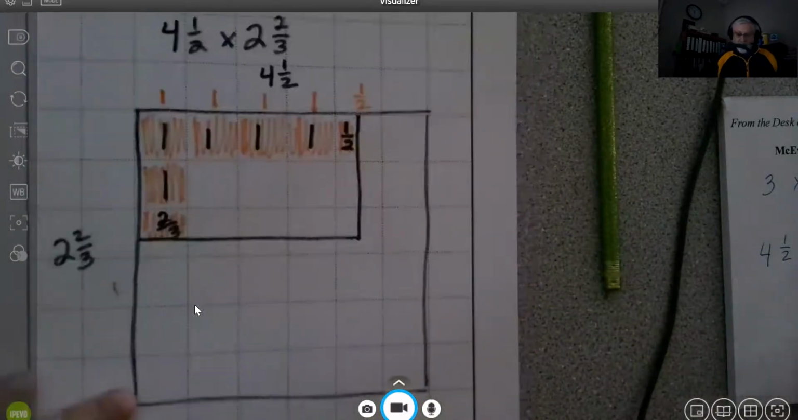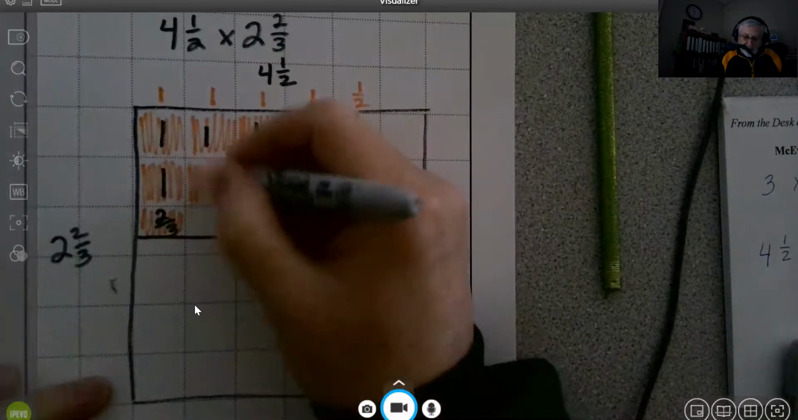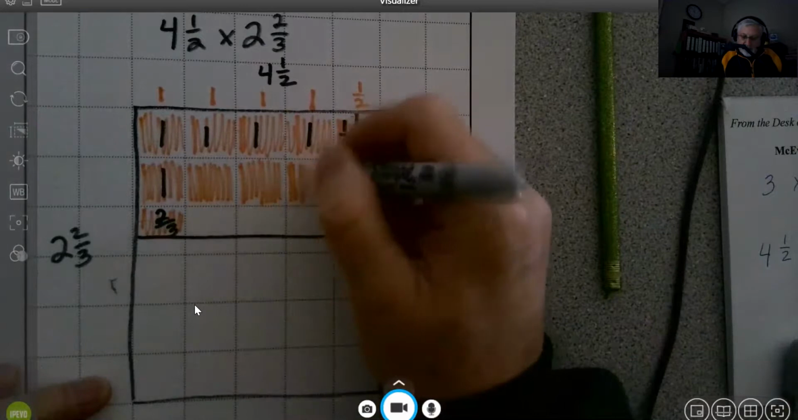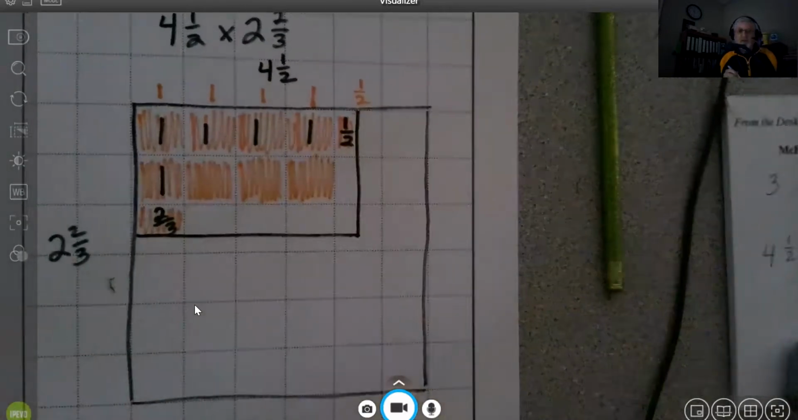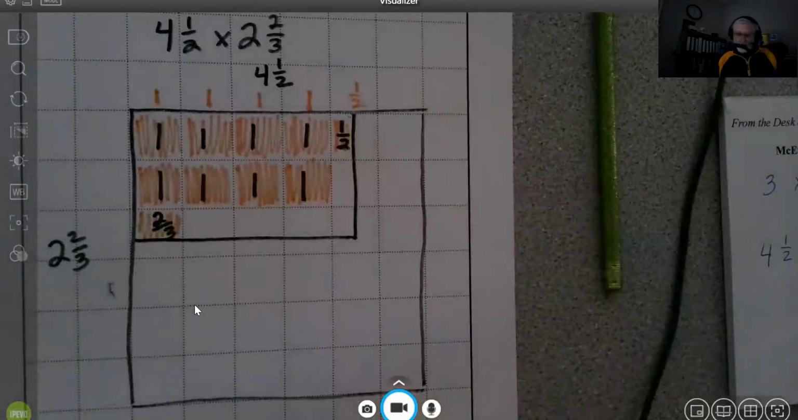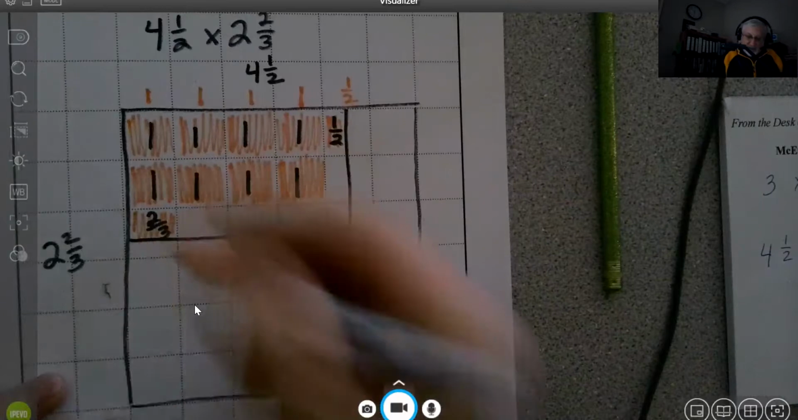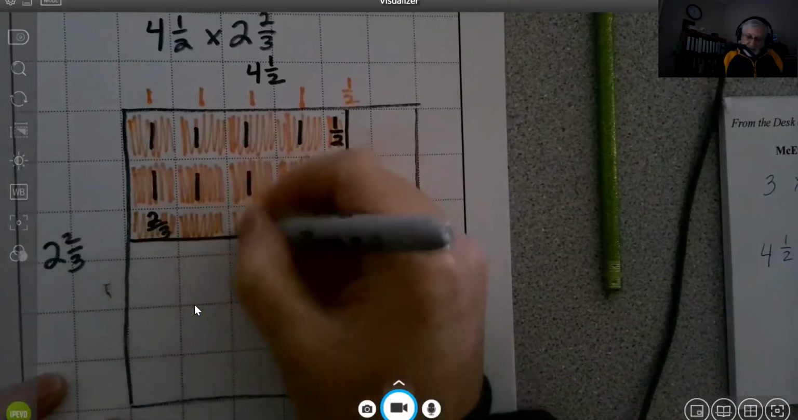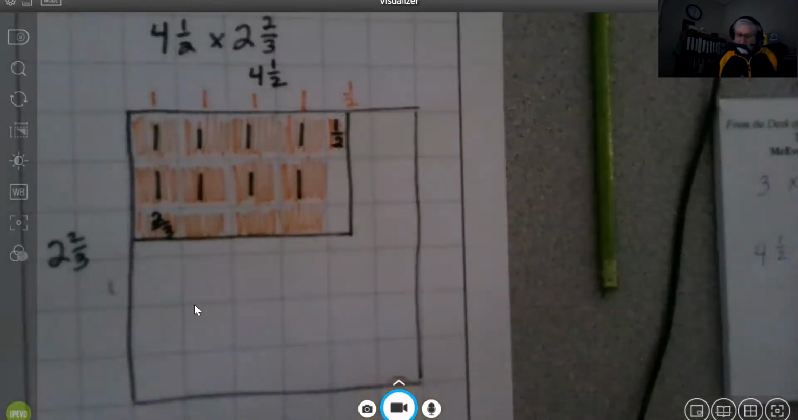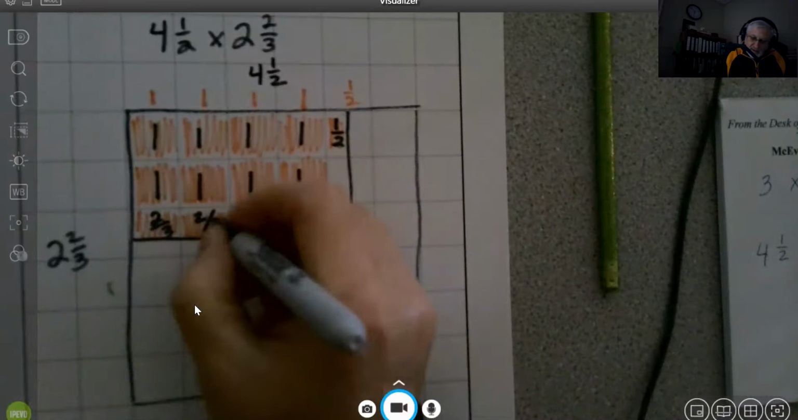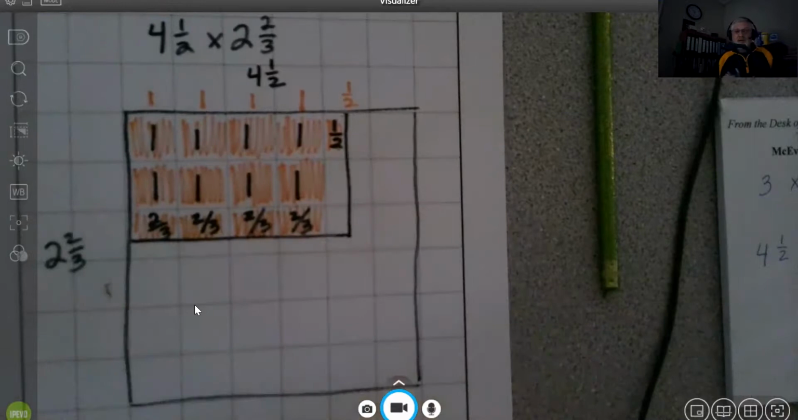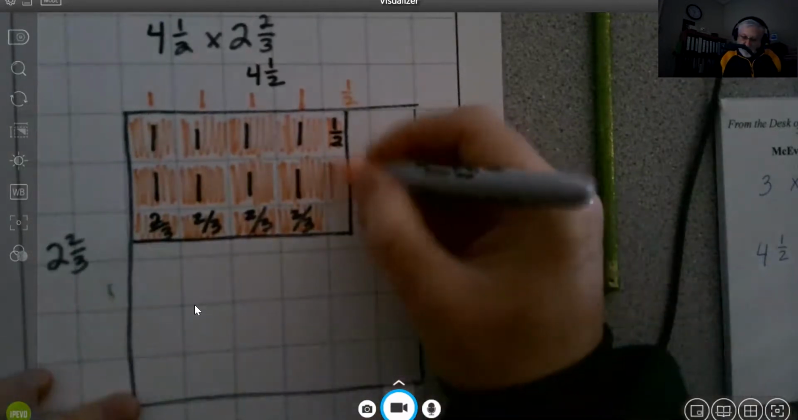Okay? So I'm going to fill in my holes. That's another hole. That's another hole. And that's another hole. That's all my holes left. Then I want to shade in my parts. This is 2/3. This is 2/3. This is 2/3. Okay. And I know that this is another half.